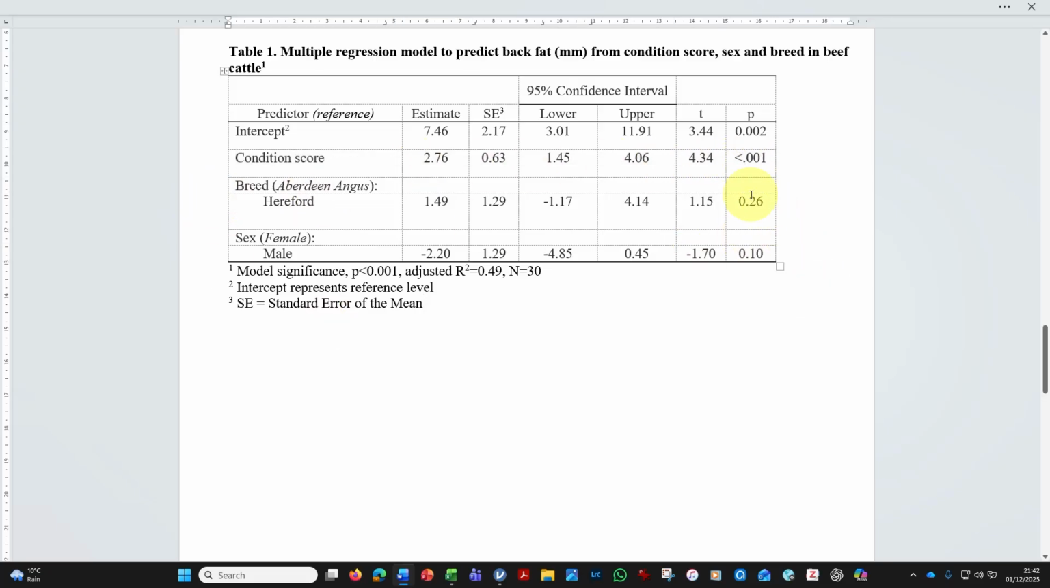Breed is not significant in this model, but it might be useful to include it. The sex of the animal is a tendency of 0.10, but it's not significant in the model overall. But together they give us an adjusted r-squared of 0.49. And that's pretty decent when trying to make predictions in this world.